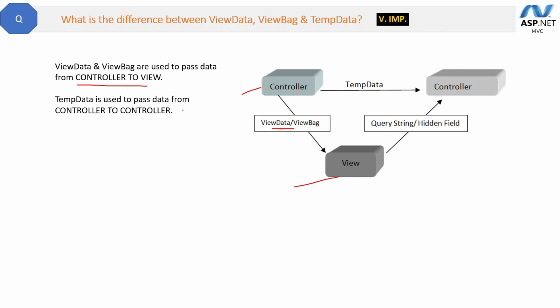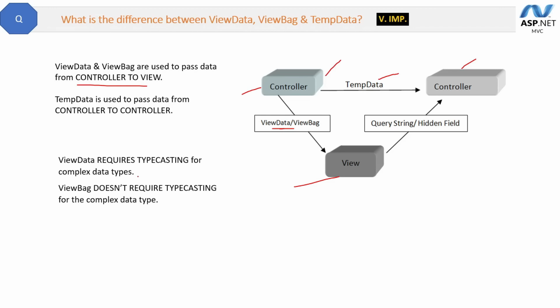TempData is used to pass data from controller to controller. So see, here is one controller, here is another controller, and if you want to pass data from controller to controller, then you will use TempData. Now, what is the difference between ViewData and ViewBag then? The difference is ViewData requires typecasting for complex data types. ViewBag does not require typecasting for complex data types. Although we do not use complex data types so much, but yes, when we use complex data types, then to transfer those data, we have to use ViewBag from controller to view.